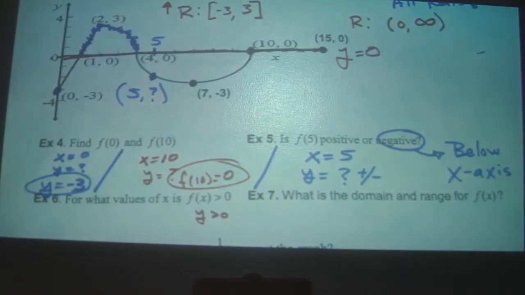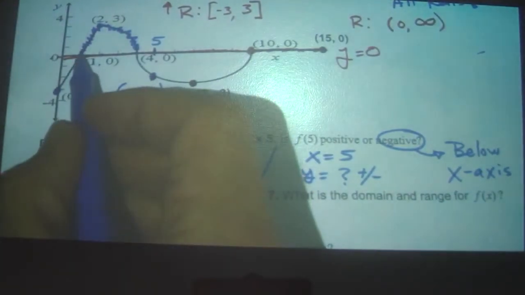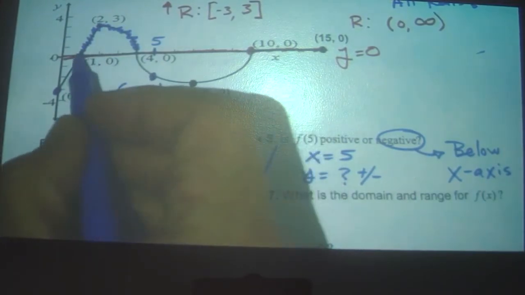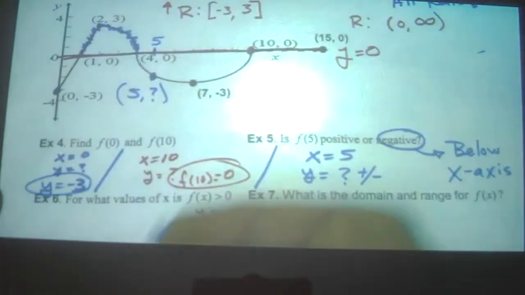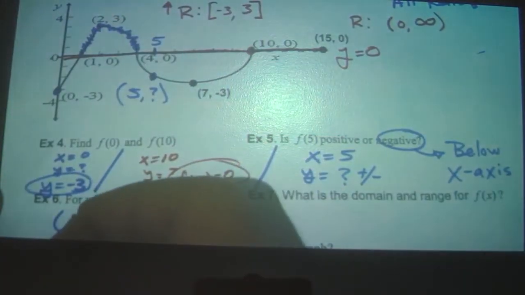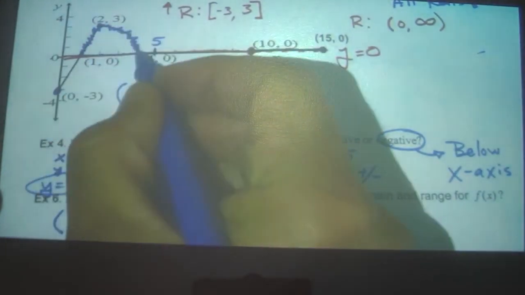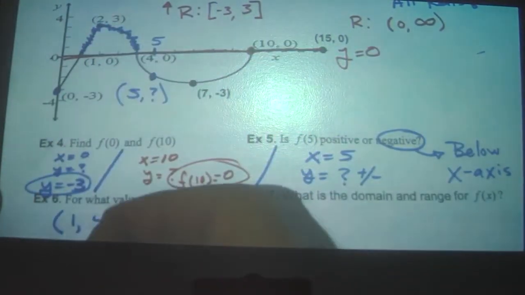Okay? Well, is the y value greater than 0 at the endpoint? No, it's equal to 0. So we don't include that. It's kind of like there's an open dot there. So we would say it starts at 1 and it goes all the way to 4.